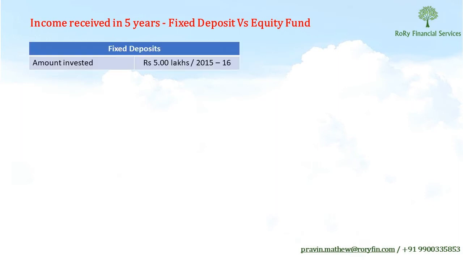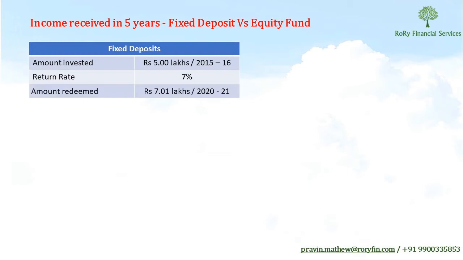Let's see how this compares with fixed deposits. Let's assume that somebody invested 5 lakhs in the 2015-16 financial year, and the return rate they were expecting is 7%. So when in the 2021 financial year, after 5 years, they redeemed it, they got 7.01 lakhs. So the amount to be taxed here, the gain that they got in fixed deposits, the interest gain, is 2.01 lakhs. What happens to this gain?